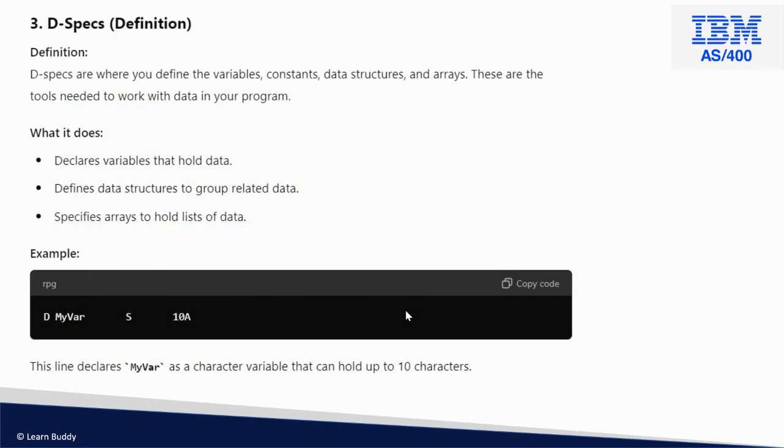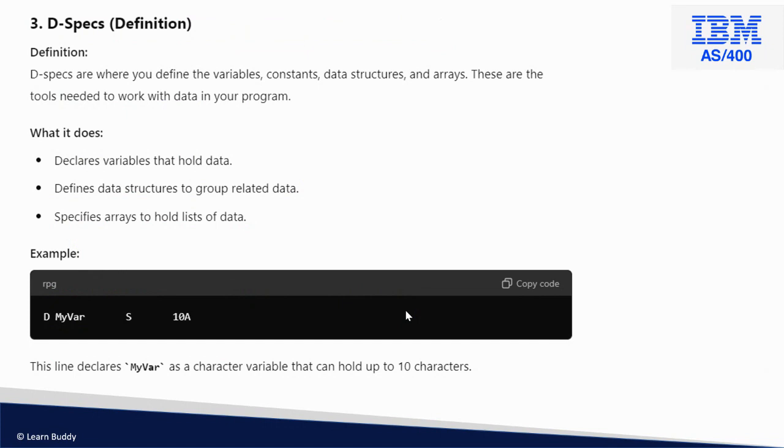Next we will discuss the D specification. What is a D specification? You're writing the program and you declare the file, but I want to use some variables. For example, I am doing some calculation in my program. For that, I want to declare some variables within the program to hold my values. There you can go with the D specification.